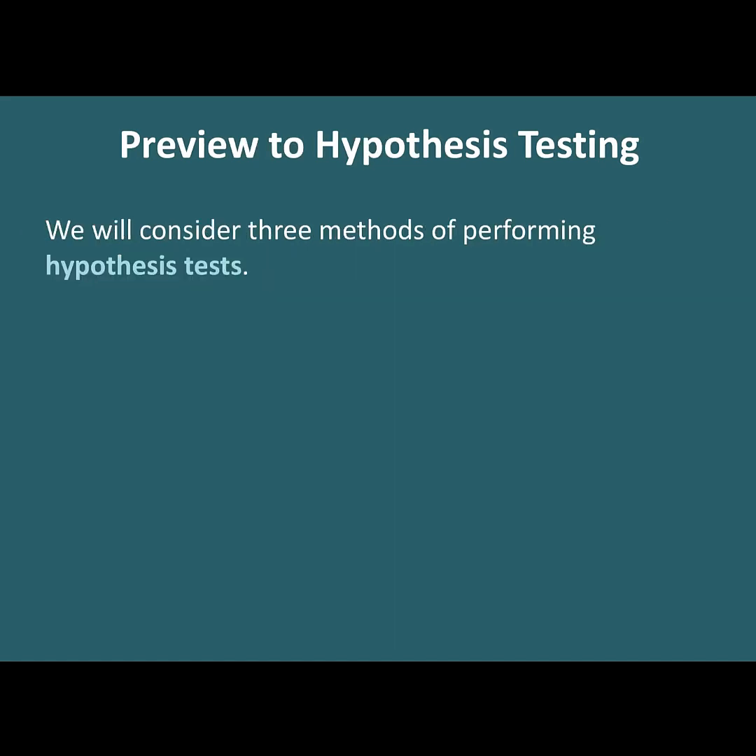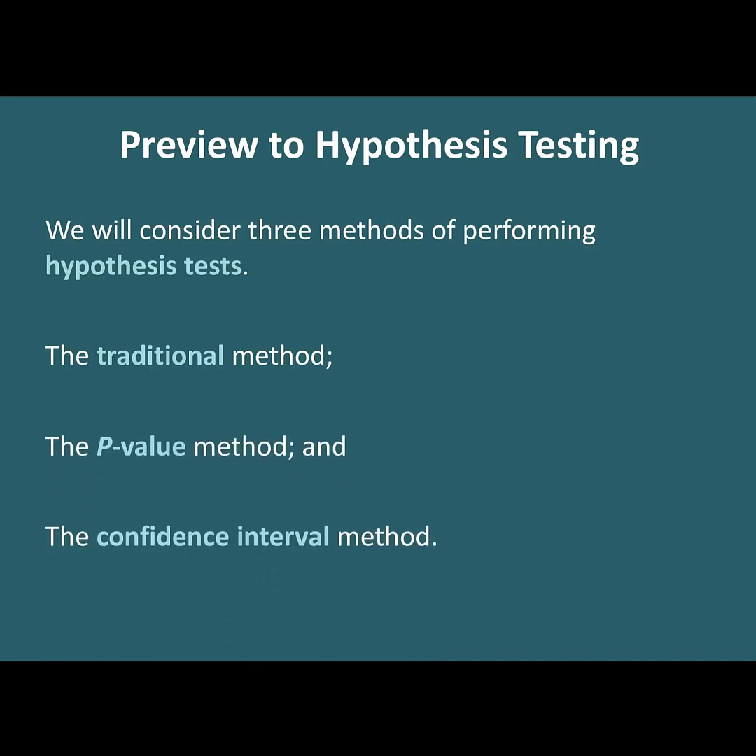We will consider three methods of performing hypothesis tests. First, this section, the traditional method. Next, the p-value method. And finally, the confidence interval method.